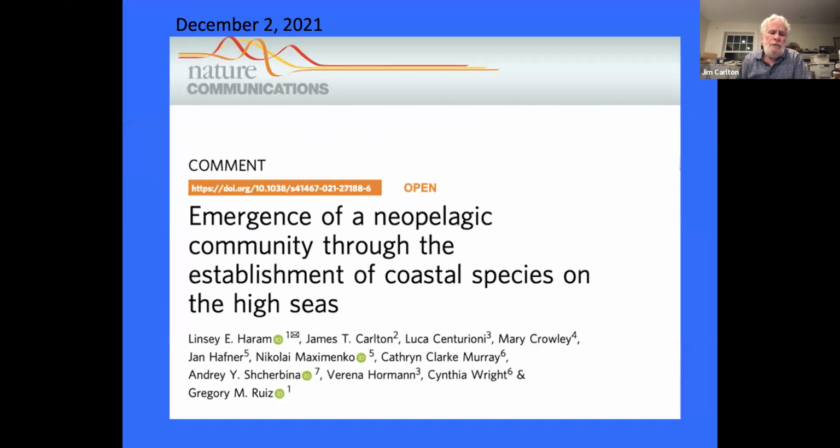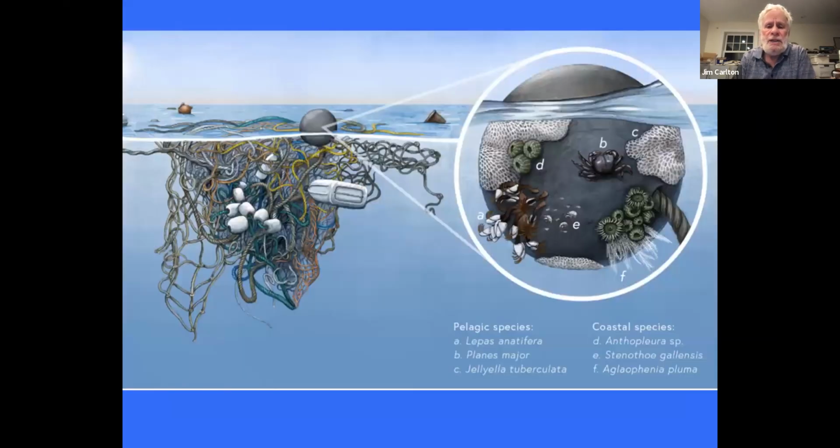And so last December, we published a short note describing this establishment of coastal species on the high seas in what we call the neopelagic community. And the neopelagic community is a combination of the native species that are out there, barnacles and bryozoans, living together now with coastal species that apparently, as far as we can tell, had no seriously available substrate out there until we began introducing a vast amount of plastic into the ocean. And it's suggesting that it might have been habitat limitation and not, as we presumed for a few hundred years, physiology that restricted these species from living on the high seas. A little cartoon that was in the paper showing this mixture of pelagic and coastal species.